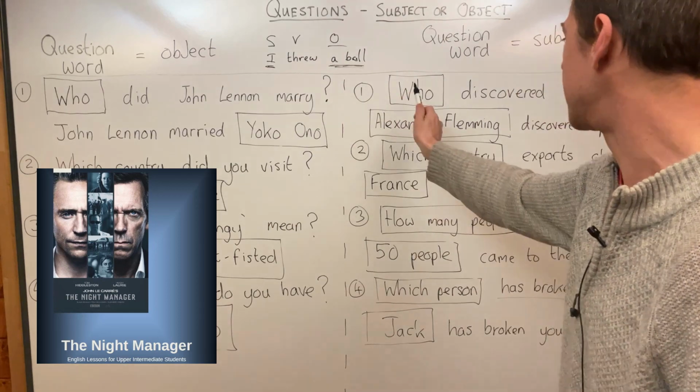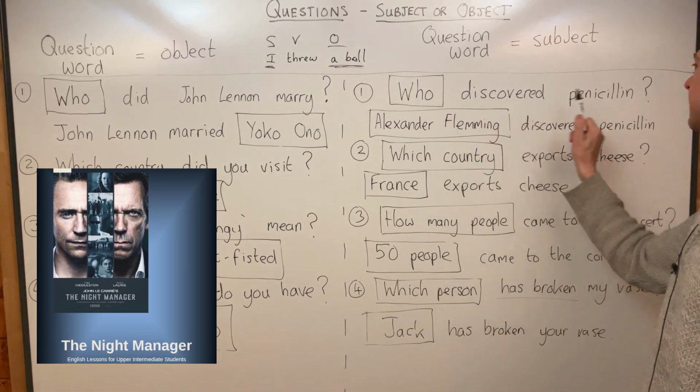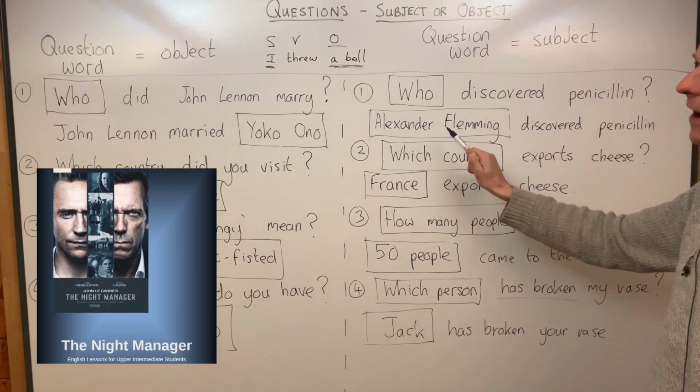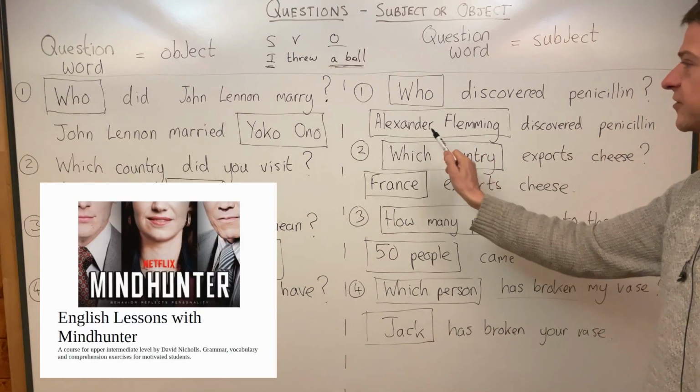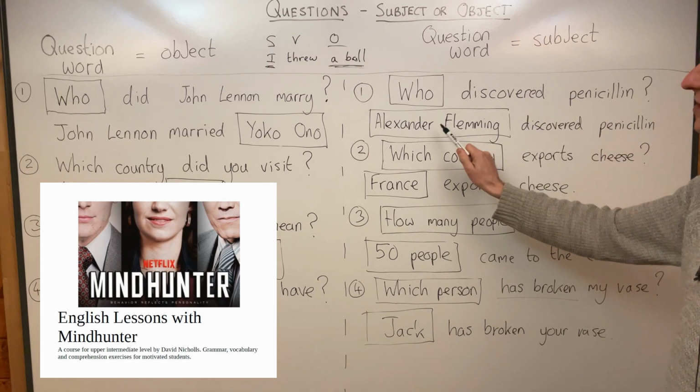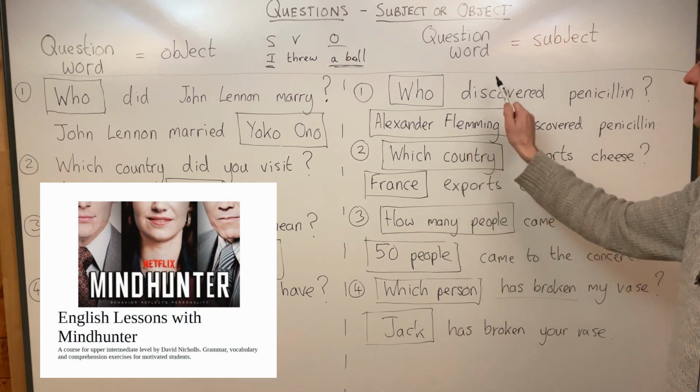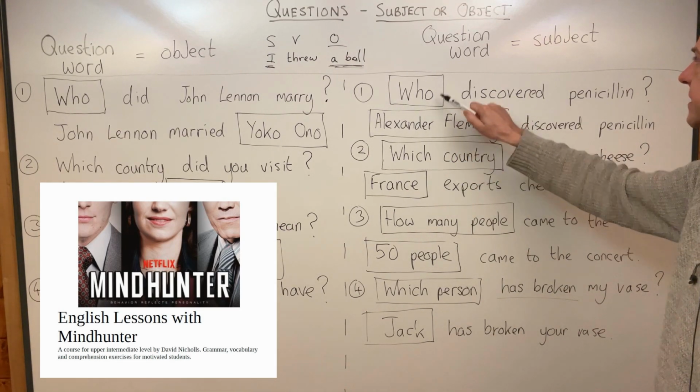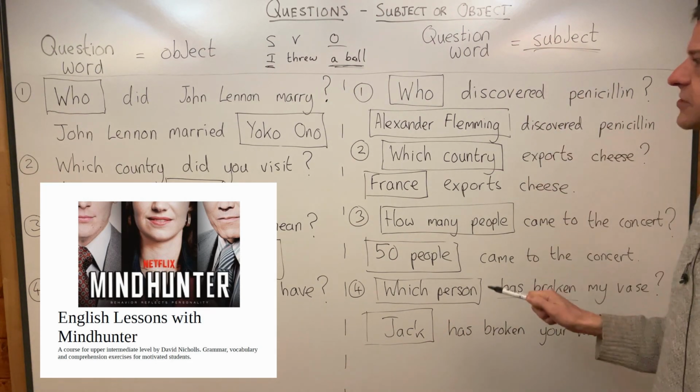Compare it with this question. Who discovered penicillin? Now, the answer here is Alexander Fleming. So we write it like this. Alexander Fleming discovered penicillin. Notice that in the answer, the subject is the question word. Yeah, the question word is subject.